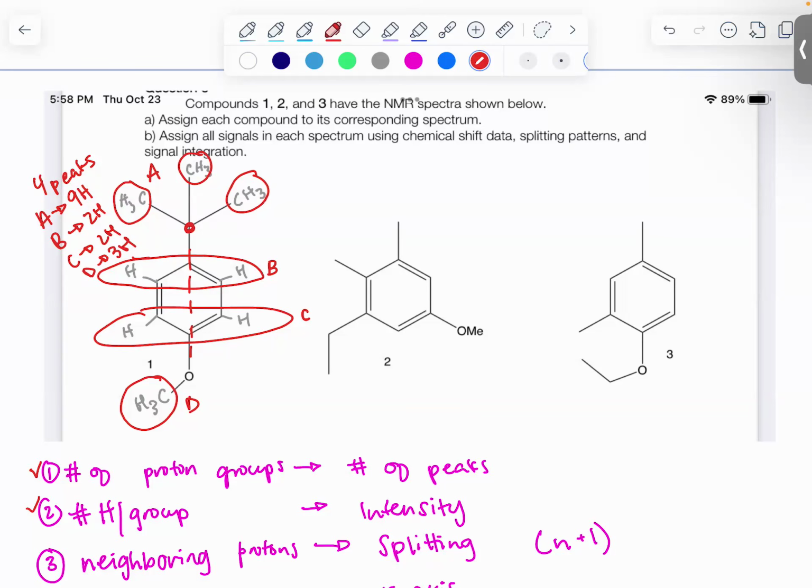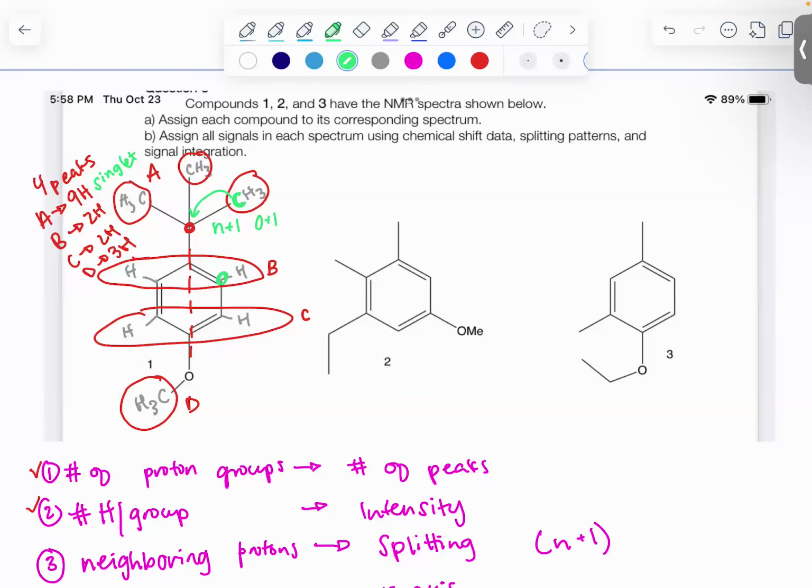This is what I would say people struggle with the most when it comes to NMR, so stop me if you have questions. We are going to look for neighboring protons. We can only travel one bond away. Does this carbon have any protons? No. So in our n+1, what is our n? 0. So we would expect that A is a singlet.